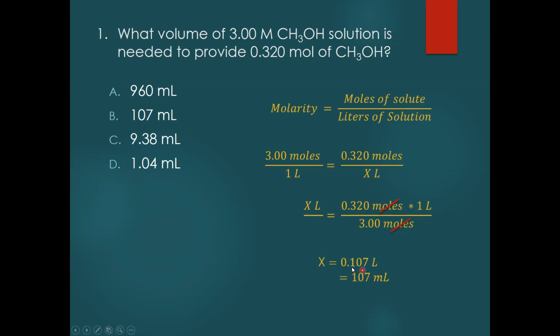And so this is how I get the 0.107 liters, but I need to convert that to milliliters for the answer because they want the volume and their answer choices are in milliliters. So I move the decimal over 3 places. So that's 107 mL.